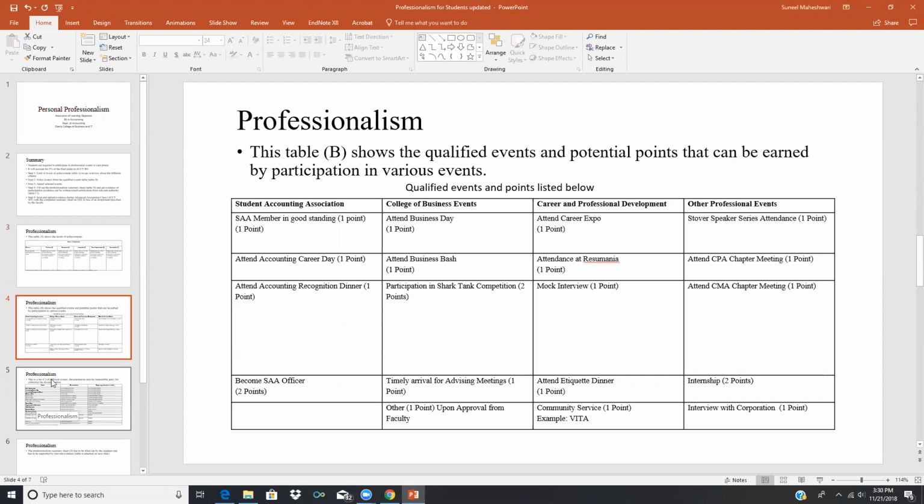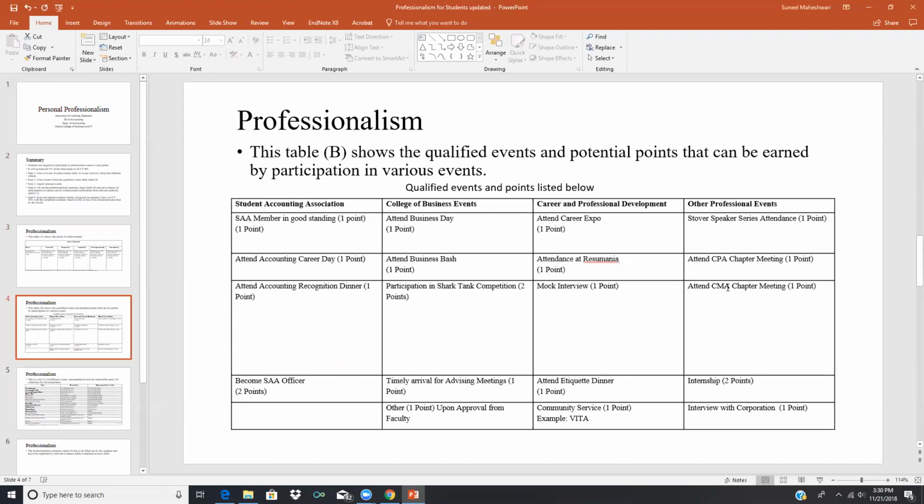Here is the approximate point distribution for various events. This may be subject to change at a certain point of time, but for the time being, these are the events which are listed. For example, to become an SAA officer, Student Accounting Association officer, you can earn 2 points. Or if you attend an accounting career day, you can get 1 point.